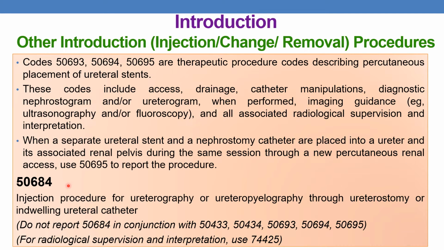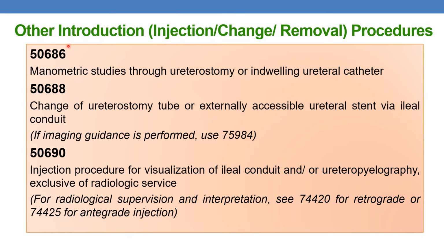So let us see the first CPT, 50684, injection procedure for ureterography or ureteropyelography through ureterostomy or indwelling ureteral catheter. And for radiological supervision and interpretation, use 74425. The next CPT is 50686, manometric studies through ureterostomy or indwelling ureteral catheter. The next is 50688, change of ureterostomy tube or externally accessible ureteral stent via ileal conduit. And if imaging guidance is performed, use 75984.